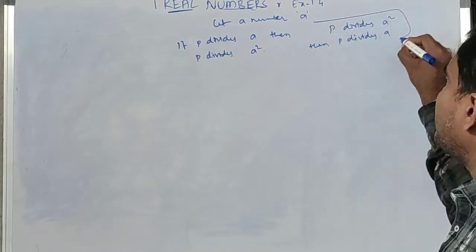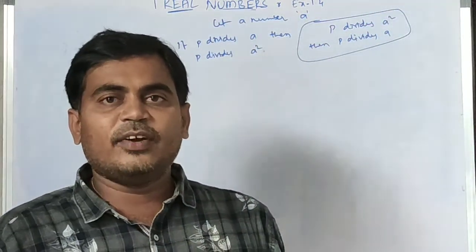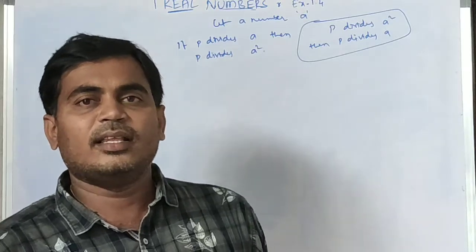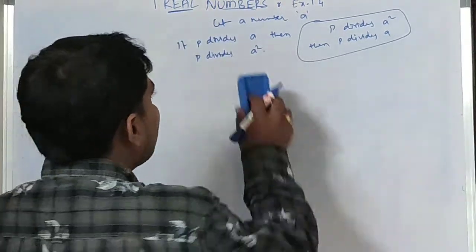So this is the property. Let us consider a is any number. If p divides a square, then p also divides a. So this is the theorem. Based on this theorem, we will do some problems.